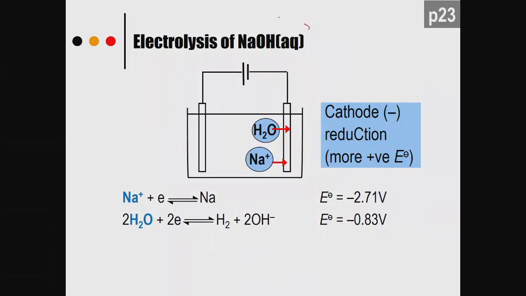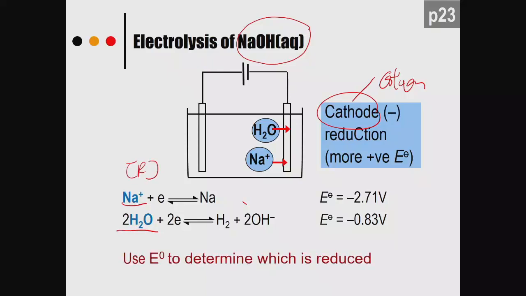Over here I have aqueous sodium hydroxide. Take note, at the cathode it will attract cations, so Na plus and H2O. You need to find half equations where the two species undergo reduction. And how do you decide which one is discharged? Remember, you compare the E0 value. Because it's reduction, you need to choose the one with the more positive E0. So this is for the first checkpoint.